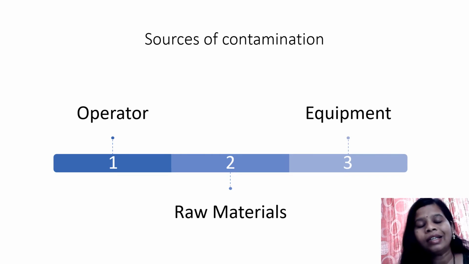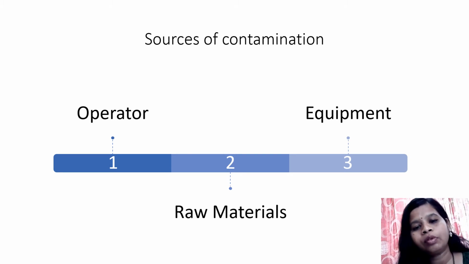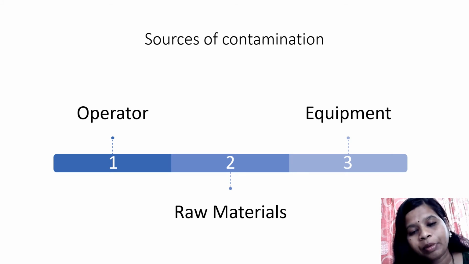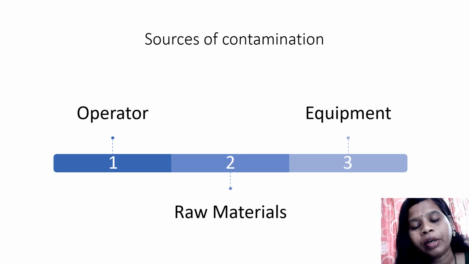plain water, specific water types like sterile water for injection or water for injection will be used in the sterile area, as well as distilled water can be used in the aseptic conditions or in the aseptic areas. Then comes the equipment. Third point is the equipment.